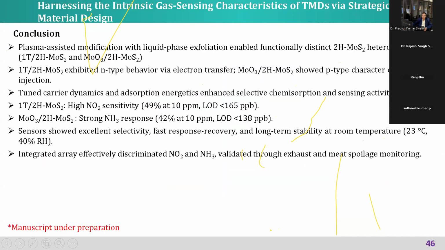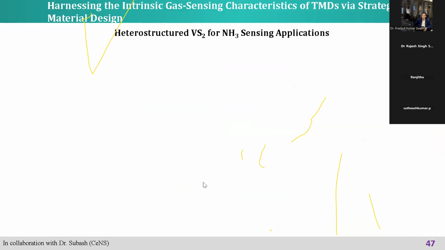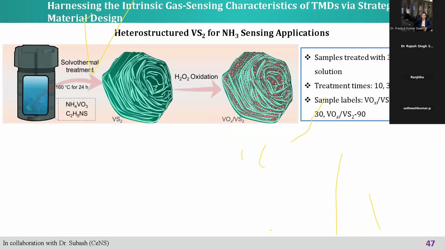So these are all the conclusions from the study. Then the other 2D material we have studied is VS2, the vanadium sulfide samples. This VS2 is developed by one of my collaborators, Dr. Subhash. What we do is take this VS2 sample and react it with H2O2, and this leads to a kind of oxide droplets on top of the VS2 sample. This is the typical sample we make.